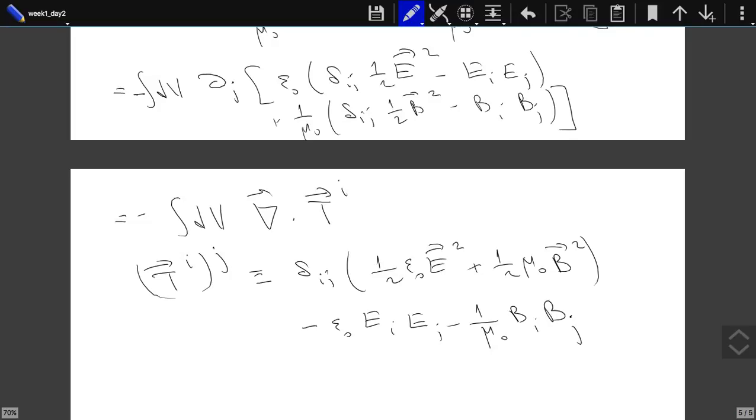Yani hocam bir vektör var. Bu vektörün komponenti de başka bir vektör.